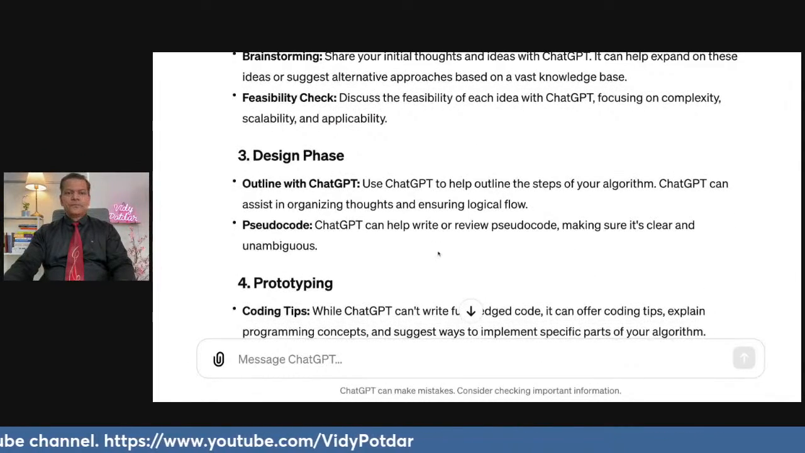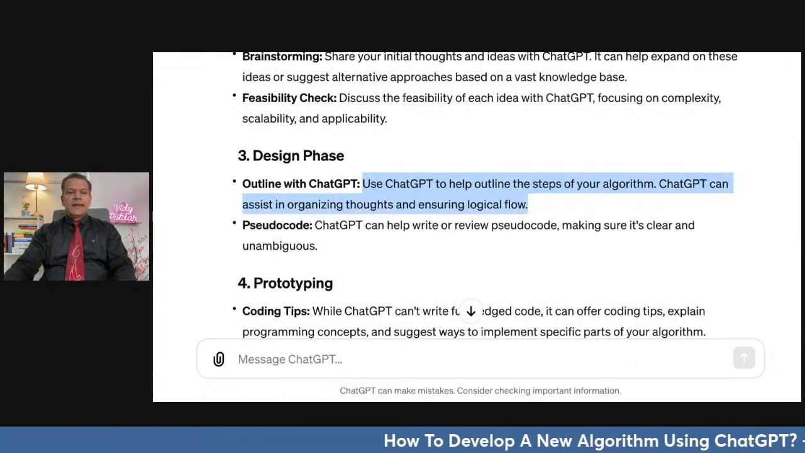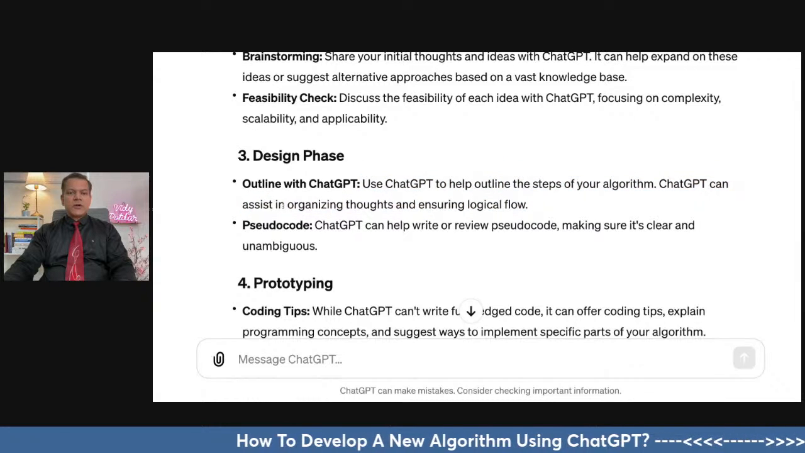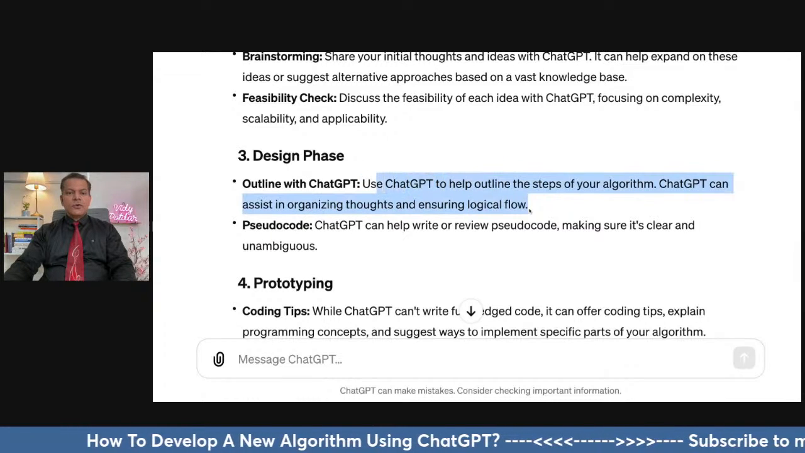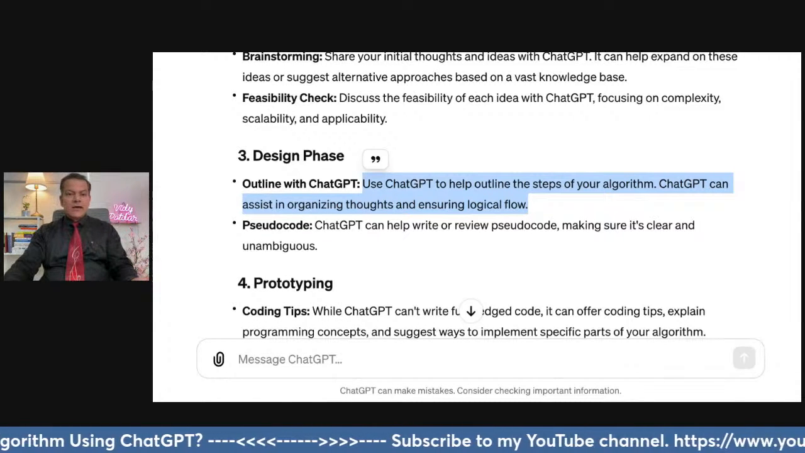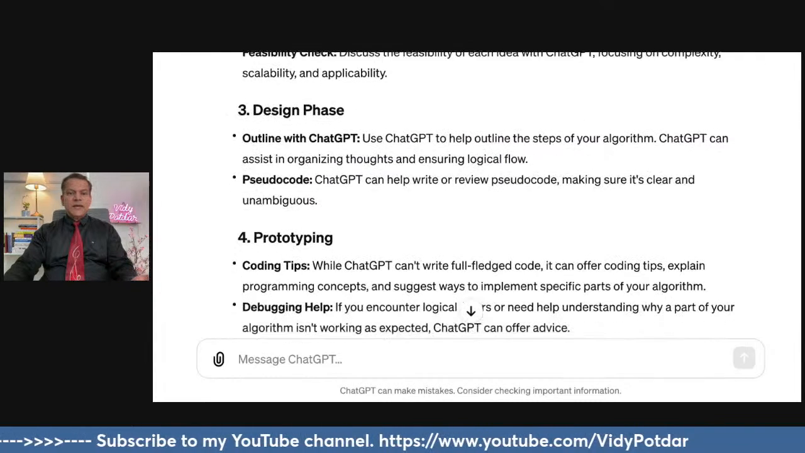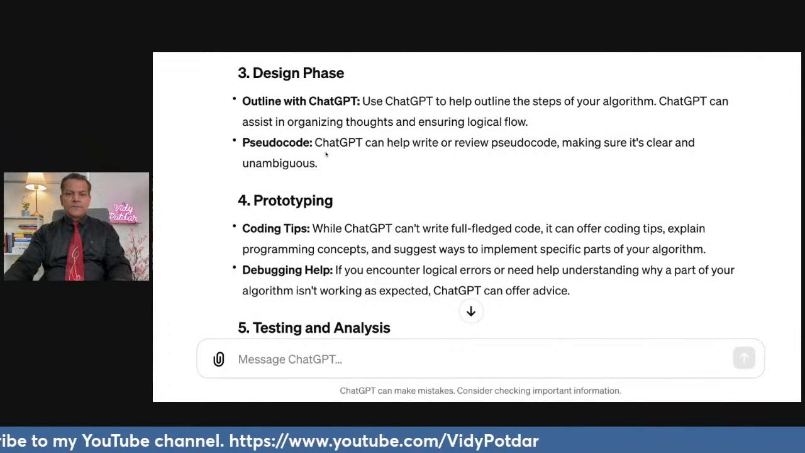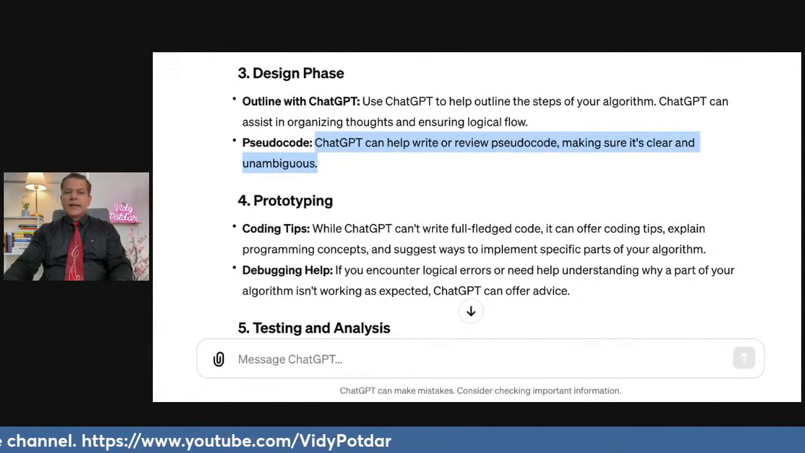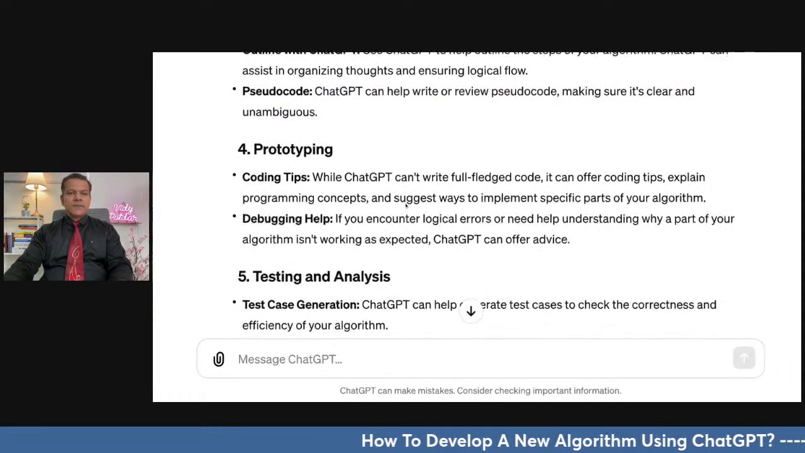In fact, design phase. Use ChatGPT to outline the steps of your algorithm. ChatGPT can assist in organizing thoughts and ensuring logical flow. So you still have to have the basic understanding of how you want to design the algorithm, but you can see how you can leverage ChatGPT during this whole process of designing the algorithm. ChatGPT can help you write or review pseudocode, making sure it is clear and unambiguous. So pseudocode can be designed.